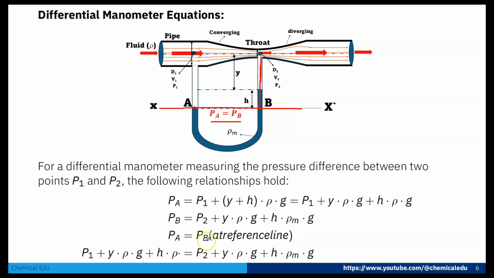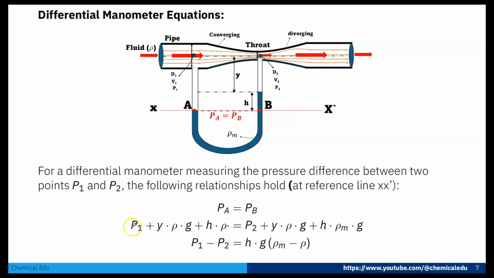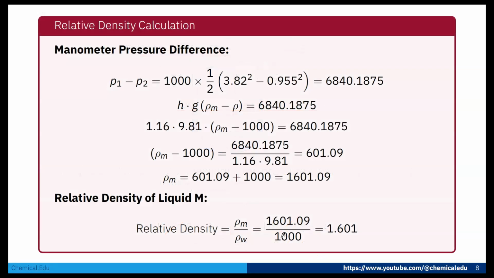So PA is equal to PB at the reference line. So now P1 plus y rho g plus h rho g is equal to P2 plus y rho g plus h rho m g. Here this and this will cancel out. So finally we have P1 minus P2, h rho g common, so rho m minus rho. Now we got earlier that P1 minus P2 is 6840. Now we can write h into g into (rho m minus rho).